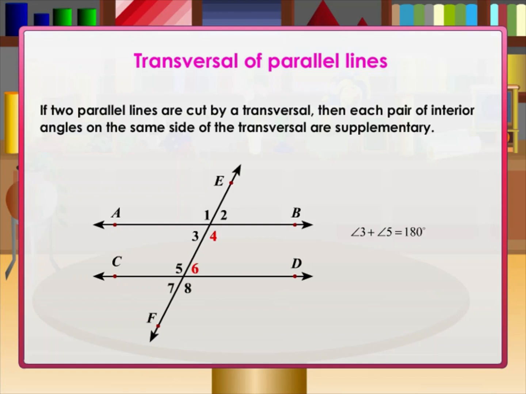Angle 4 and angle 6 are interior angles on the same side of the transversal. Sum of these angles are supplementary. That is, angle 4 plus angle 6 is equal to 180 degree.